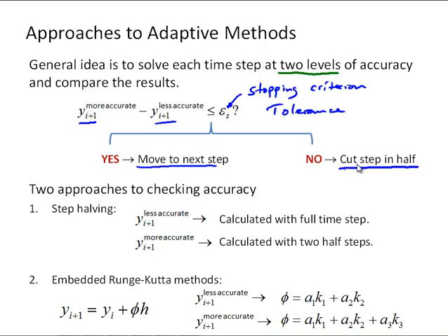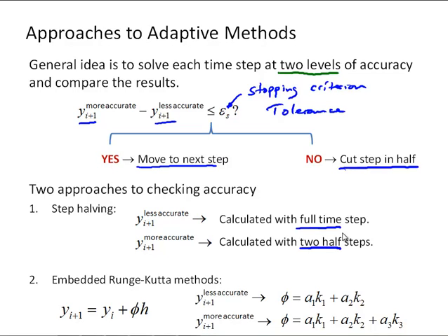So there are two approaches to checking the accuracy of the solution this way. One is called step halving, and the way we do that is we calculate the less accurate time step by calculating y i plus 1 using a full time step, and then calculate the more accurate approach by calculating y i plus 1 using 2 half steps. The other approach is to use an embedded Runge-Kutta method.